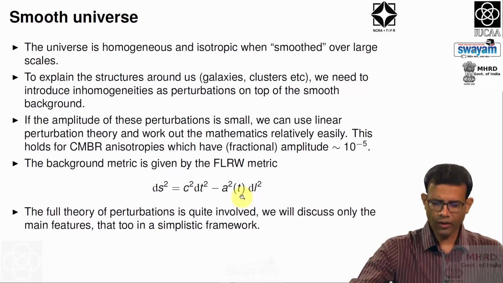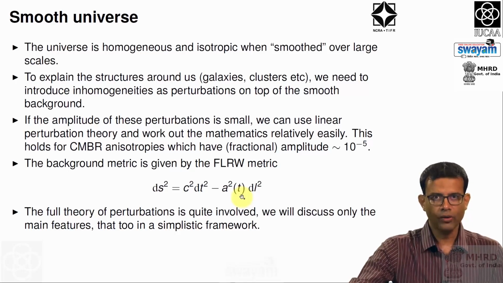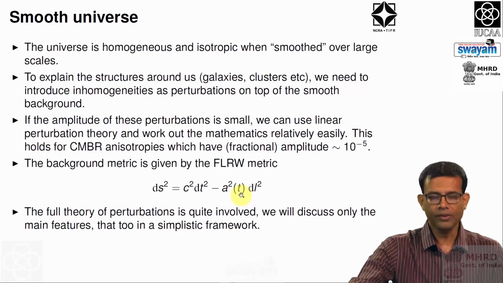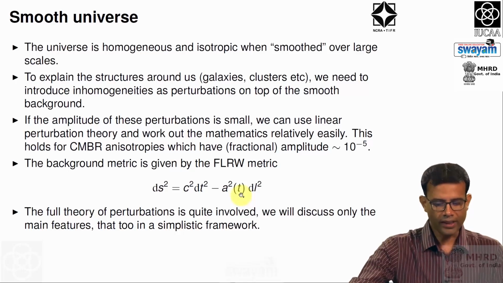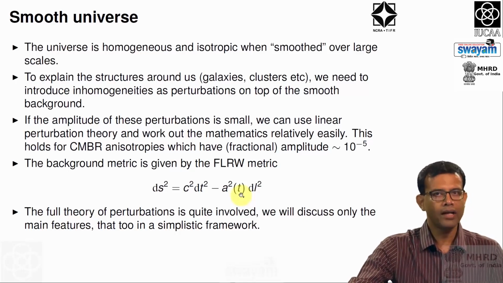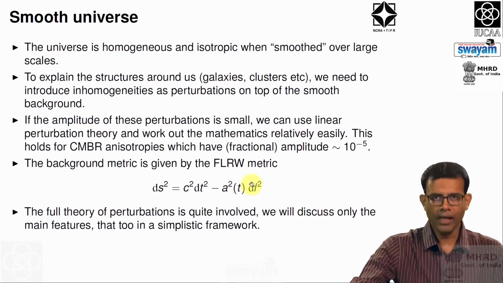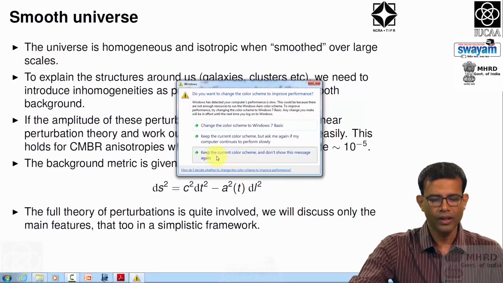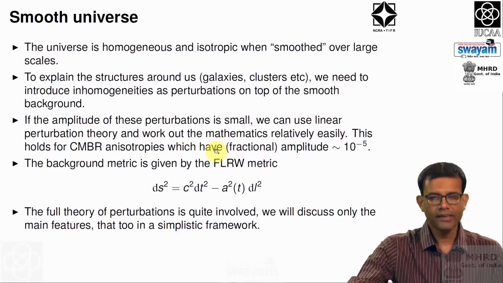Now, the full theory of perturbations, even in the linear limit, is actually quite involved. It is mathematically quite involved. There are a lot of subtleties. So, it is not possible to cover all such aspects in a small lecture course like this. So, rather in this lecture we will discuss only the main features, and that too keeping the framework as simple as we can. Our main aim would be to try to explain the inhomogeneities or anisotropies we observe in the CMBR sky.